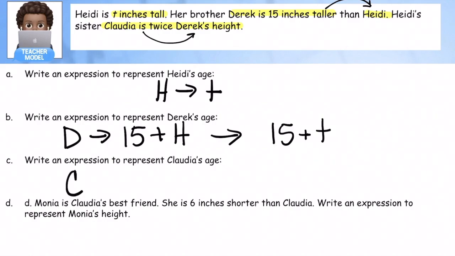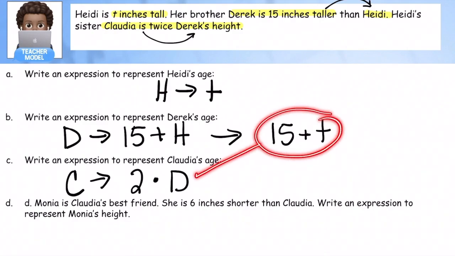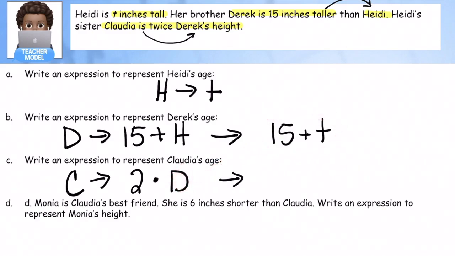Let's do Claudia's height. And what do we know about Claudia? Claudia is 2 times Derek's height. So we're going to take everything we know about Derek and we're going to substitute it here. So our new term is 2 times 15 plus T. So you see, that's all we did.